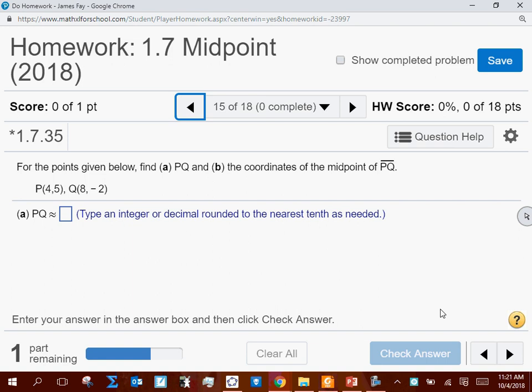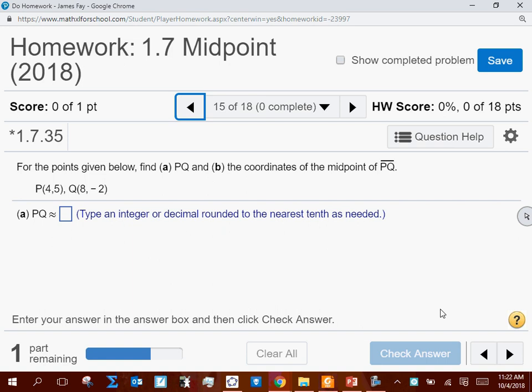All right, so we're going to find the distance PQ, and then we're going to find the coordinates of the midpoints of PQ. It asks for an integer or decimal rounded to the nearest tenth. Looking at the directions for how I type my answer in, the only way this is going to be an integer is if when I do the distance formula, I get a perfect square underneath. Otherwise, you're saying don't simplify it, just take the calculator, evaluate it and round it.